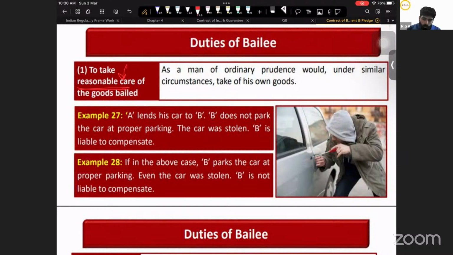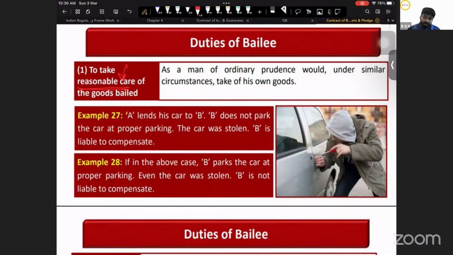A lends his car to B. B does not park the car at proper parking. The car was stolen. B is liable to compensation because he left the car as it is. He did not take the precautions. Whatever carefulness he should have taken, he did not take, because of which the car is lost. Here, there is a clear fault of the bailee.